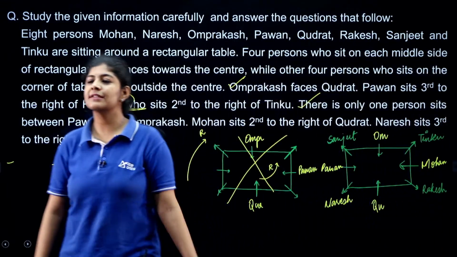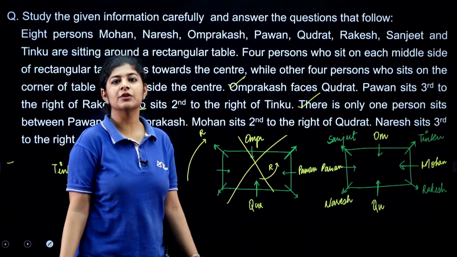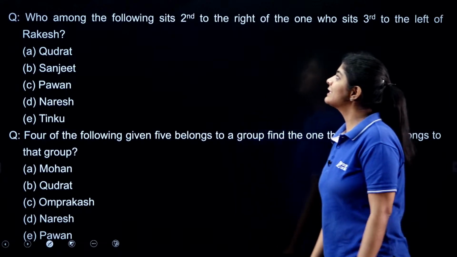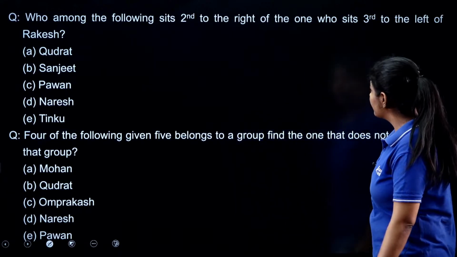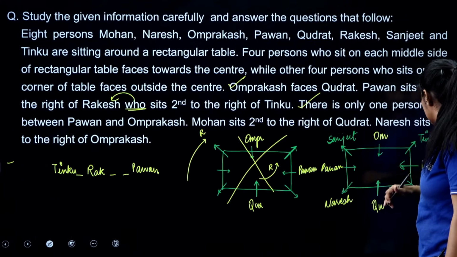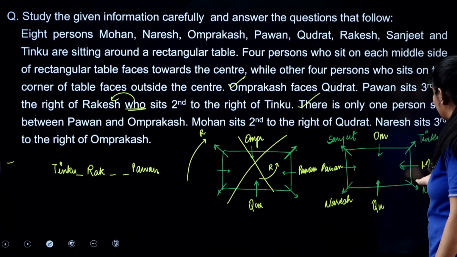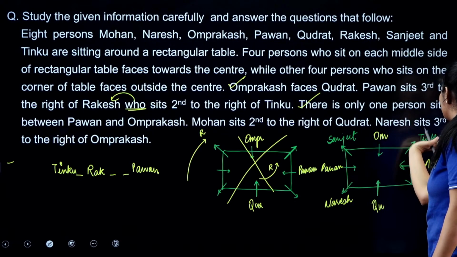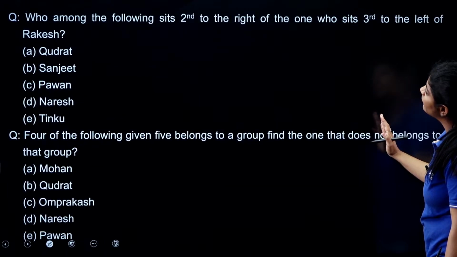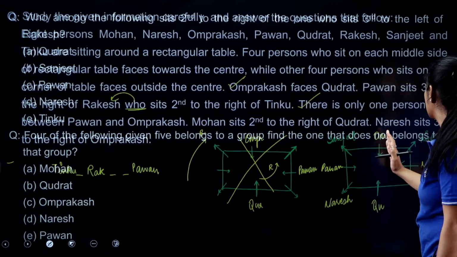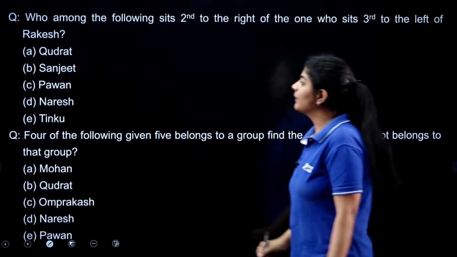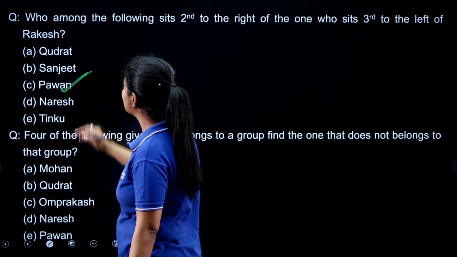This is our arrangement, and according to this we need to answer a few questions. The first one: who among the following sits second to the right of the one who sits third to the left of Rakesh? Third left of Rakesh. That means we need to move in this direction. First left, second left, third left. Om Prakash, and here we have to find out the second right. First right, second right. And that is nothing but Pawan. Option number C is the correct one.